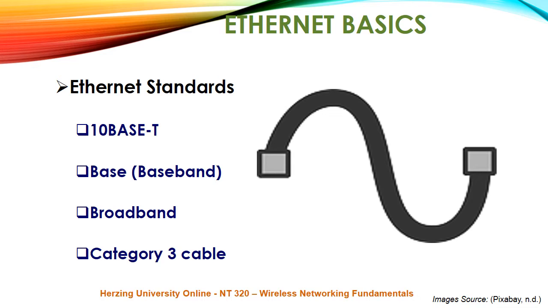One of the earliest twisted pair standards of Ethernet was 10 base T. The 10 represents the speed in megabits per second that you could send through the Ethernet connection. The B stands for baseband, and that means that there is a single frequency that is being used over the cables so that data can be sent from one side to the other side.